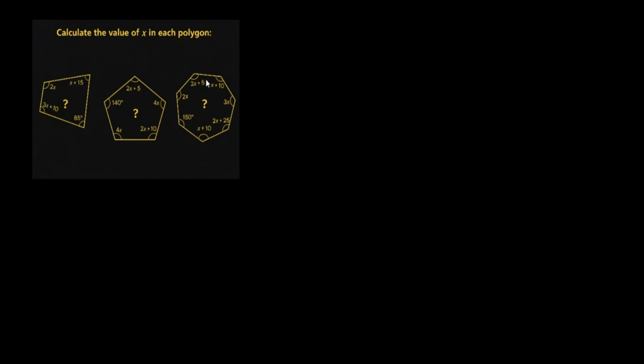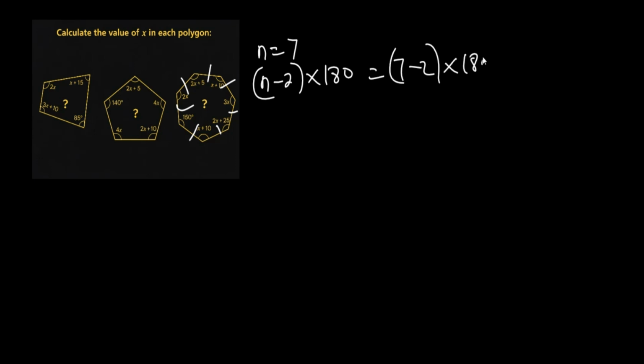Now the next one, before you solve, let's know the number of sides of the polygon. I have 1, 2, 3, 4, 5, 6, 7. And over here the number of sides is 7. Let's substitute the 7 into the formula, n minus 2 times 180. So we're going to have 7 minus 2 times 180, and then it's going to be 5 times 180, and 5 times 180 is going to give you 900 degrees.